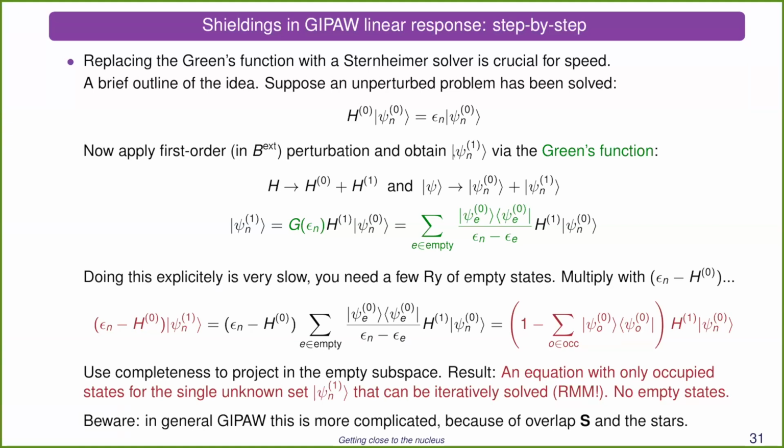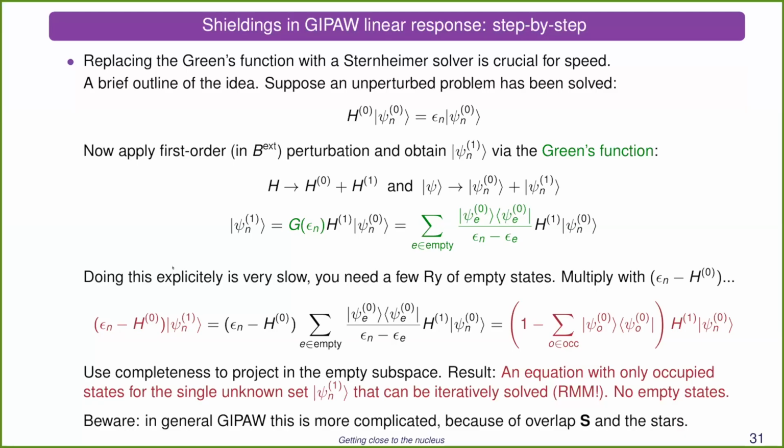And in a strict formal way, you can do it with the Green's function over here. So first you see what's going on: zero plus first order, zero plus first order. What is this first order? Well, it's this Green's function applied on H1 working on psi 0. And here G is made explicit by a sum over all the empty states.